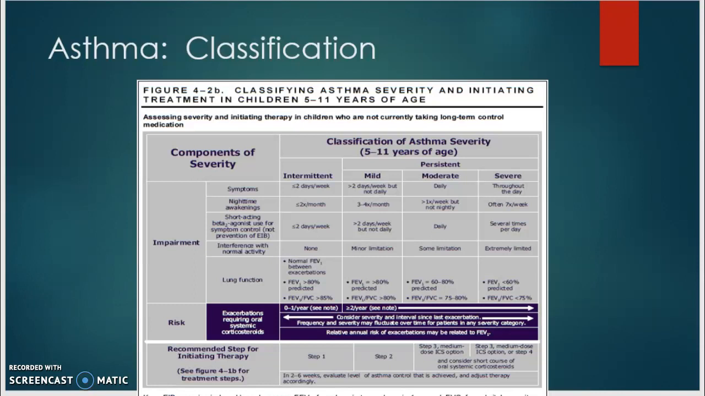Are they awakening at night? So that's important to know. How frequently are they awakening at night? If they're already on a SABA or a short-acting beta agonist, are they having to use it greater than 2 times a week? How bad is this interrupting their activity?